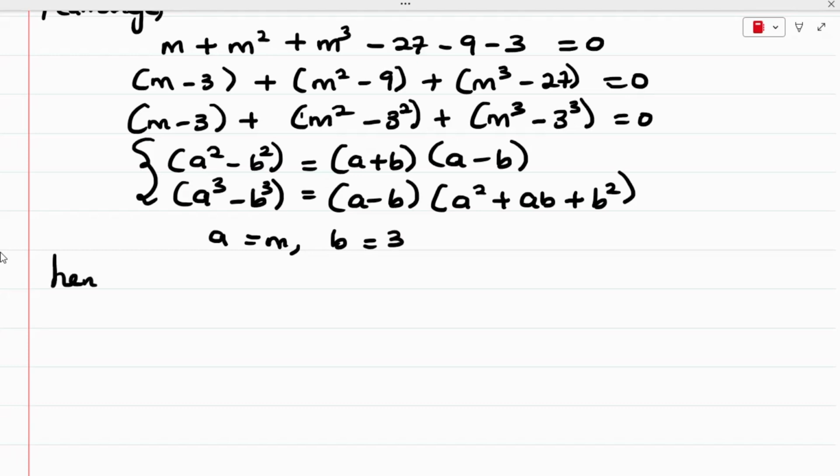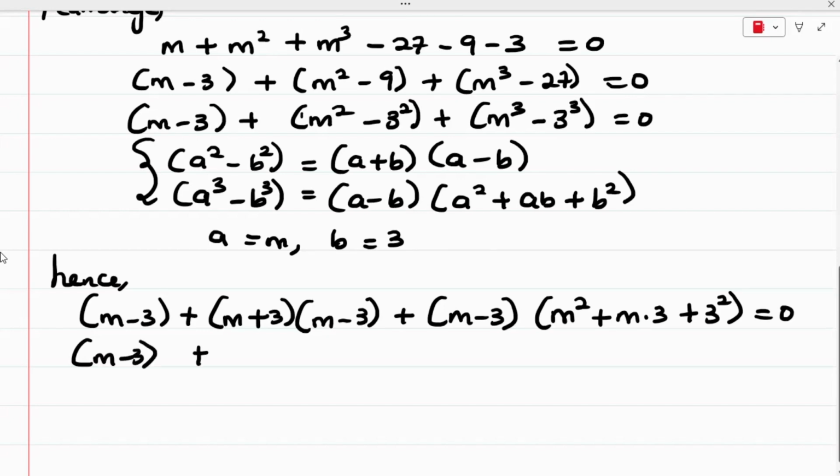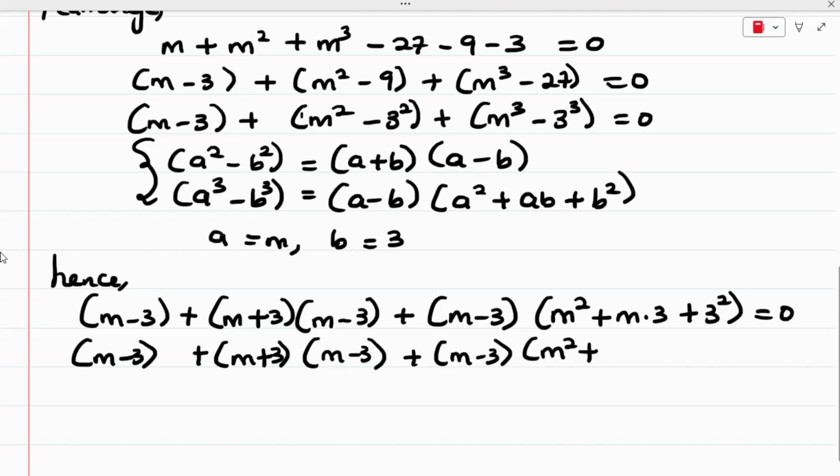And from here we know that a is equal to m and b is equal to 3. So hence we have m minus 3 plus, in place of m square minus 3 square we want to apply the difference of squares formula. So we have m plus 3 multiply m minus 3 plus, for m raised to the power of 3 minus 3 raised to the power of 3, we have m minus 3 multiply m square plus m multiply 3 plus 3 square, and this is equal to 0. So we have m minus 3 plus m plus 3 multiply m minus 3 plus m minus 3 multiply m square plus 3m plus 9.